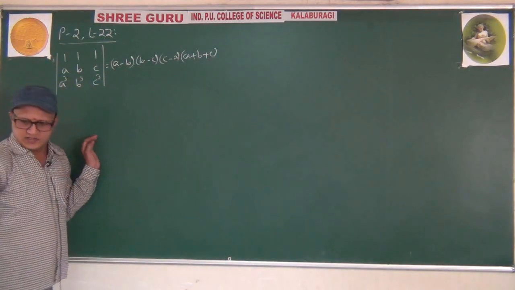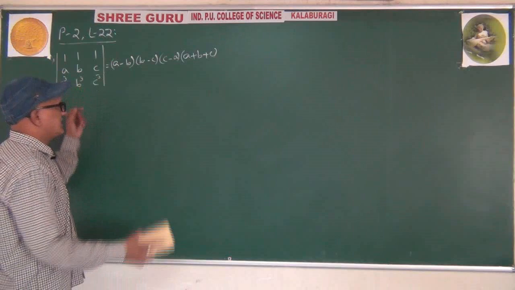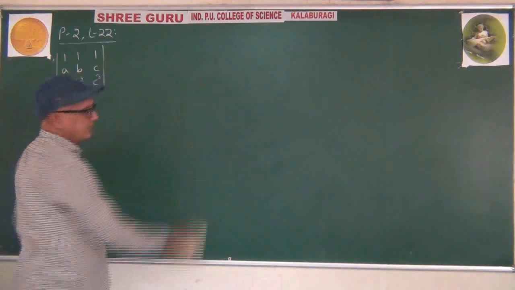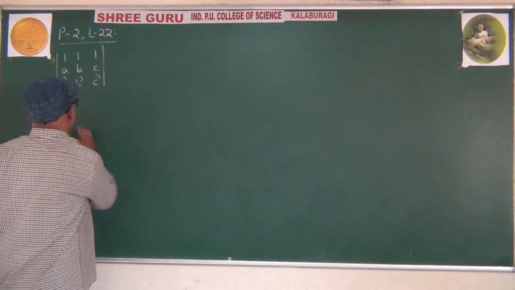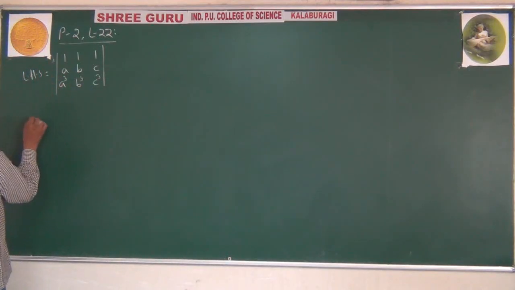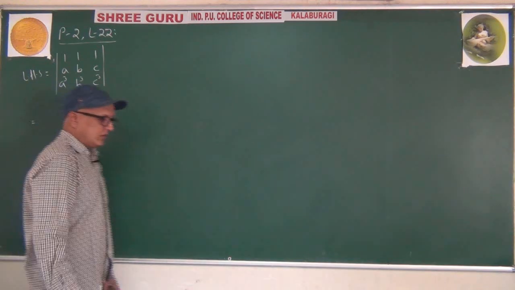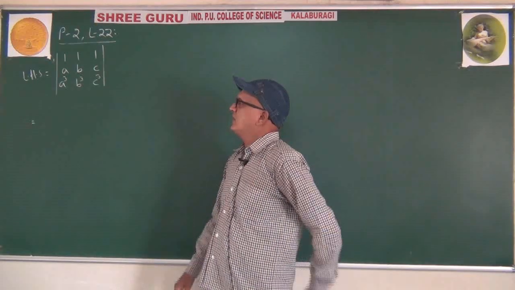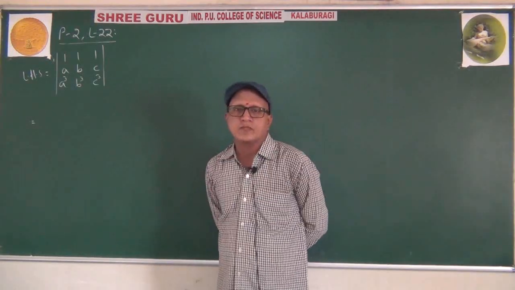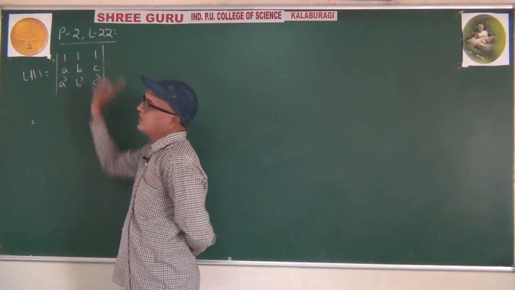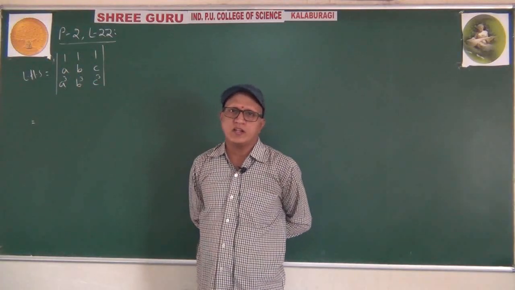So here is the question. This is the LHS, so I am going from this one. Three ones are there in the first row. So 1 minus 1 is 0, 1 minus 1 is 0, right?